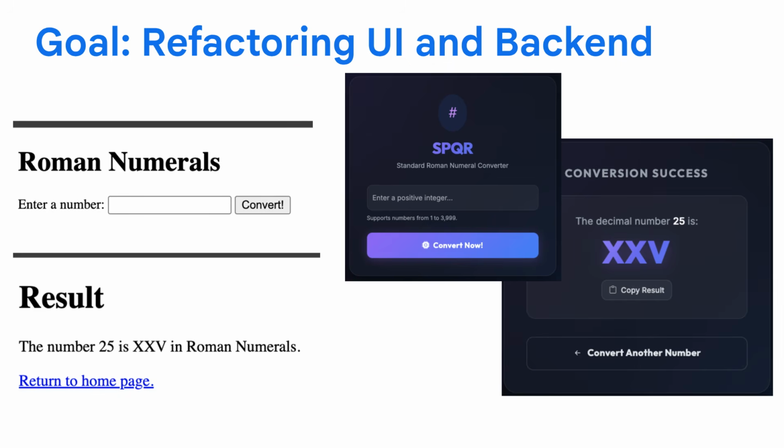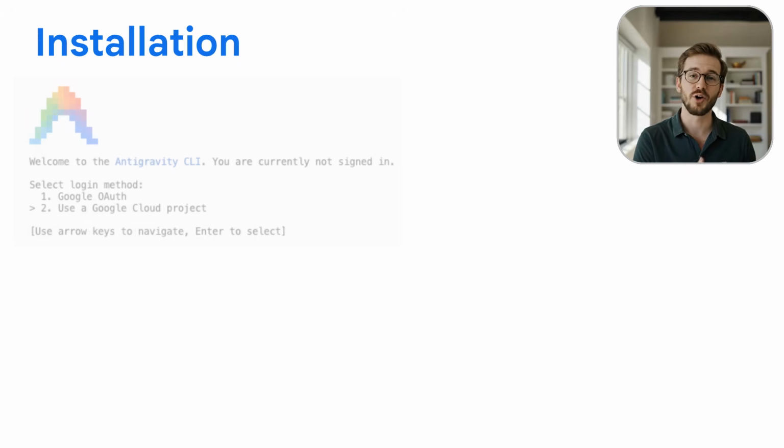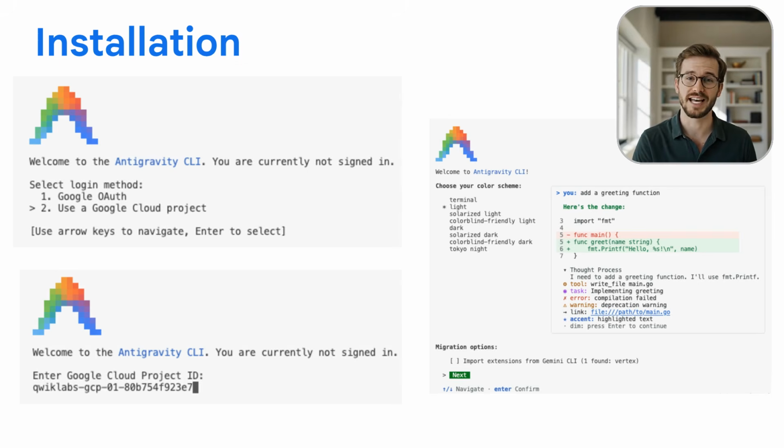In this lab, we'll focus on a practical goal: refactoring a Roman numeral converter application. We will use the CLI to modernize its UI and update the backend logic. To get started, simply install the CLI and follow the prompts to log in using your preferred method. Once configured, you can choose your color scheme and begin working directly from your terminal.